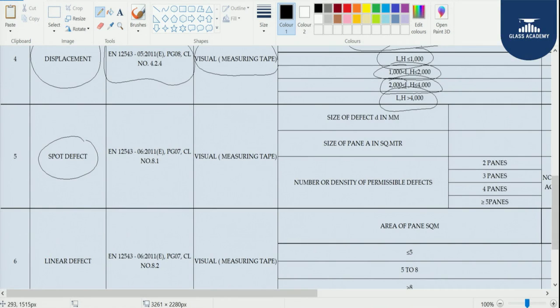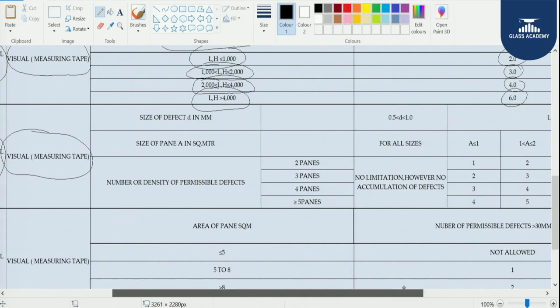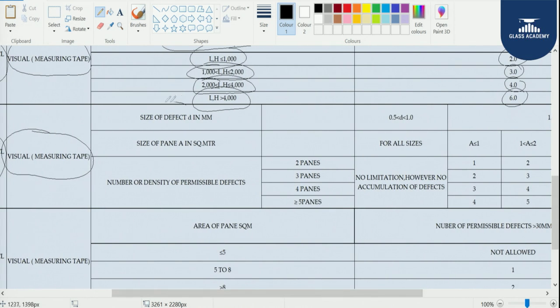Now let us understand the spot defects. And the standard that we follow is EN 12543. These spot defects also we will check through visual inspection or through measuring tape. Here we need to understand the size of the defect. What is the size of the defect?